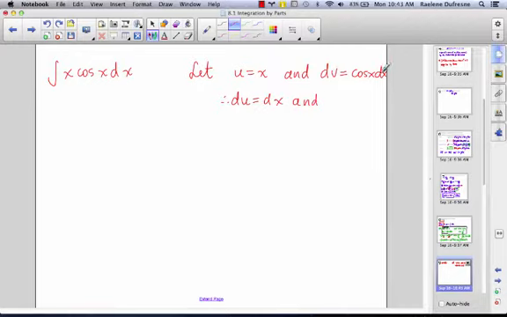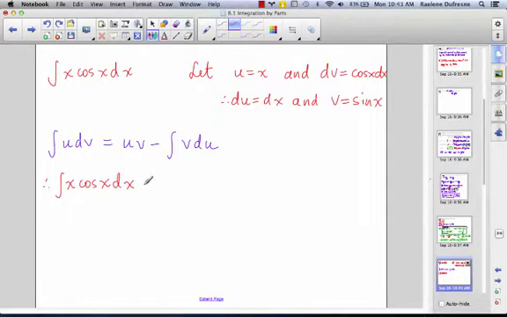And if dv is equal to cosine x dx, reversing the process of differentiation says that v had to have been sine of x. So now using our integration by parts rule, that says the integral of u dv equals uv minus the integral of v du. We have therefore that the integral of x cosine x dx is equal to u times v, x sine x, minus the integral of v du, which is sine x dx. So this is option number 2.